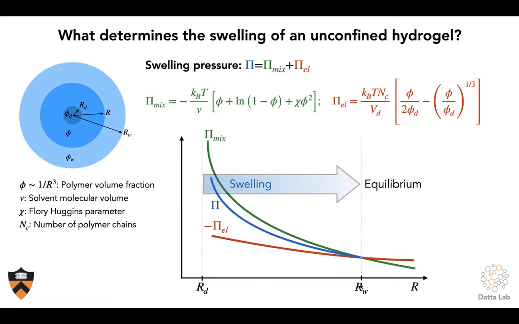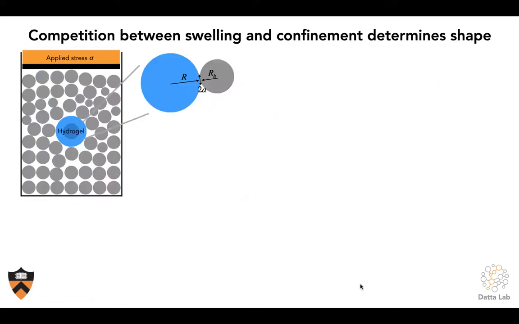That's just for a hydrogel in bulk liquid. What about a hydrogel in soil? How does this picture change? In a soil or a granular medium, now this hydrogel, as it swells, has to push on the beads around it, and the beads around it push back on it. So this is a bead in contact with a hydrogel. There's a contact region of size A.